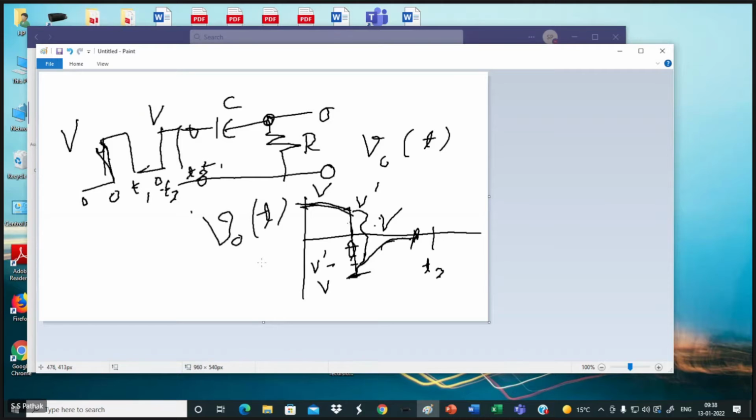Any doubt? Conceptual, don't hesitate, ask the question. When you're charging the capacitor, it charges because this side is positive and this side is negative. That way it will be charging. So this negative voltage is increasing on this side, and as a result, this output is decreasing accordingly. That is how it comes as a high pass filter.